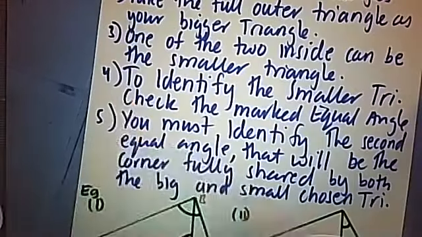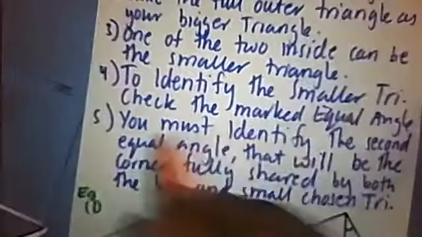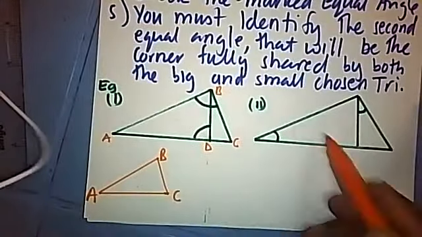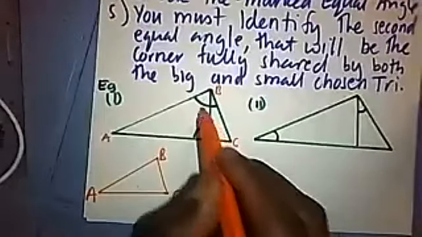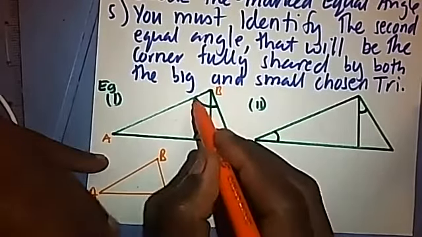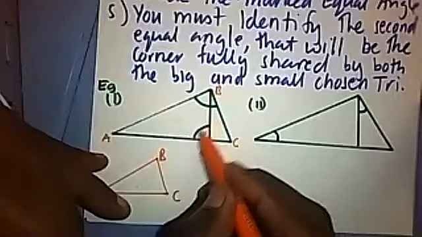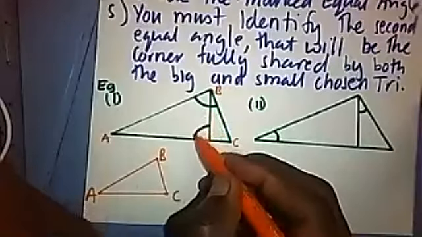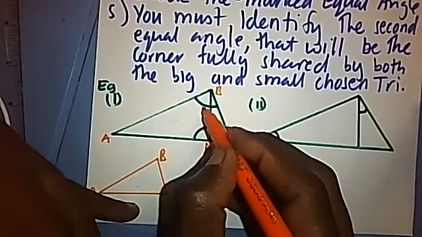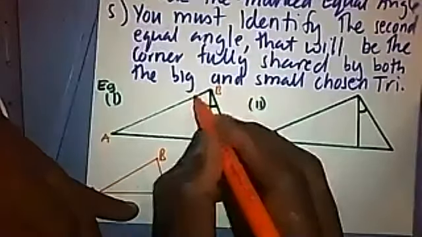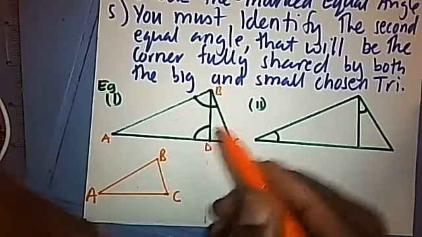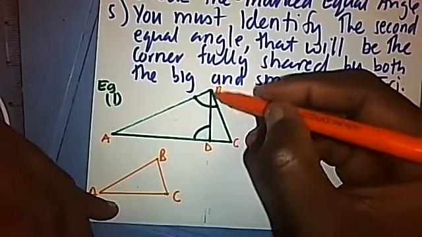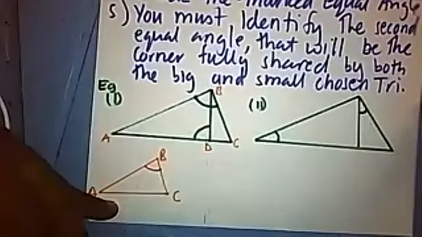Number four, to identify the smaller triangle, check the marked equal angle. Normally, when you are given two triangles inside each other, they give you a marked angle. Now, this one mark represents equal with this one mark. To know which mark is for the bigger triangle and which one is for the smaller triangle, you look at the beginning of the mark till the end of the mark. If the mark starts from the outer line and goes until the outer line, that mark will always represent the bigger shape.